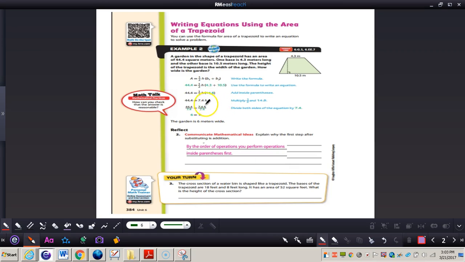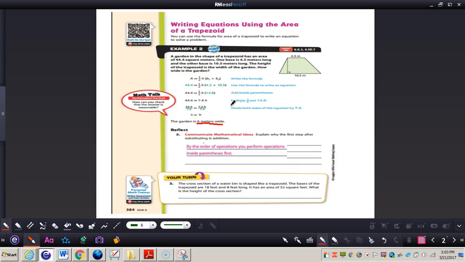Now since this is multiplication, we're going to divide by 7 and 4/10 on each side. 7 and 4/10 eliminates and just has the h, or the height, alone. And 44 and 4/10 divided by 7 and 4/10 gives us 6. So we can see that the garden is 6 meters wide.